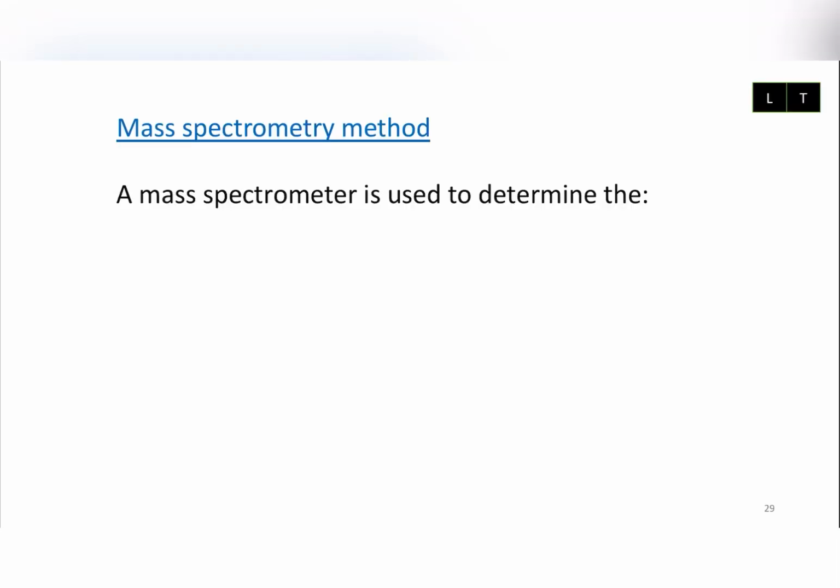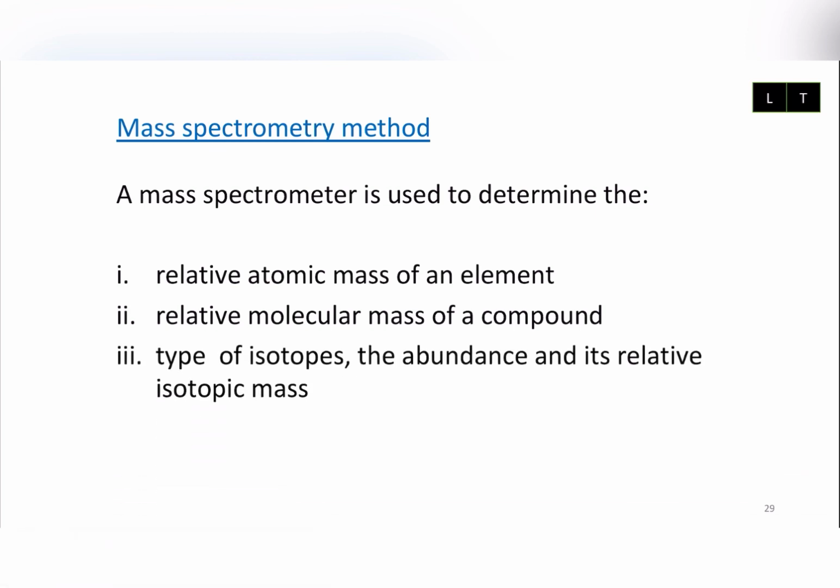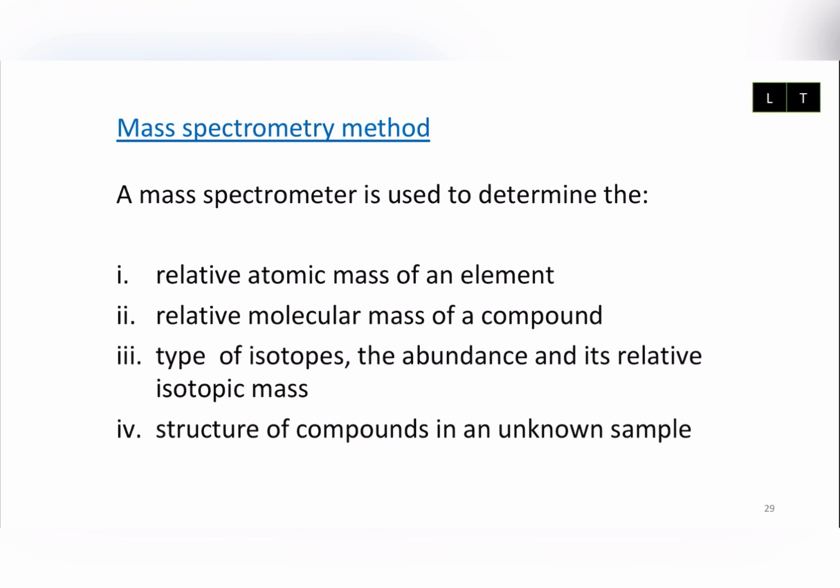A mass spectrometer can be used to determine the relative atomic mass of an element. It can also be used to calculate the relative molecular mass of a compound. You can also use the mass spectrum to determine the types of isotopes, their abundance, and their relative isotopic mass from the graph that I've shown you in the previous slide. And last but not least, you can also determine the structure of a compound for an unknown sample.